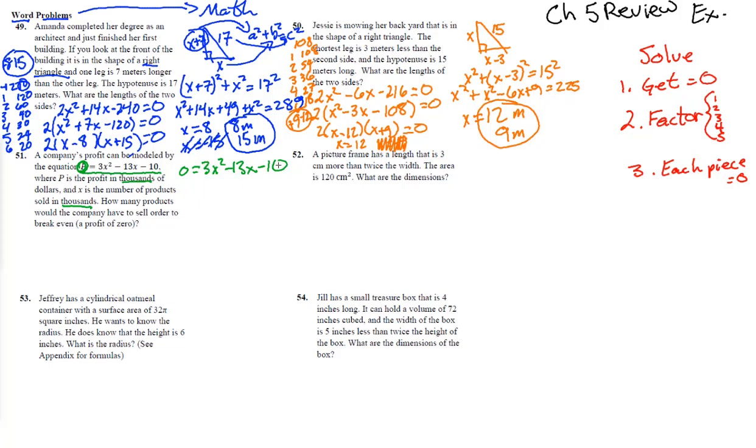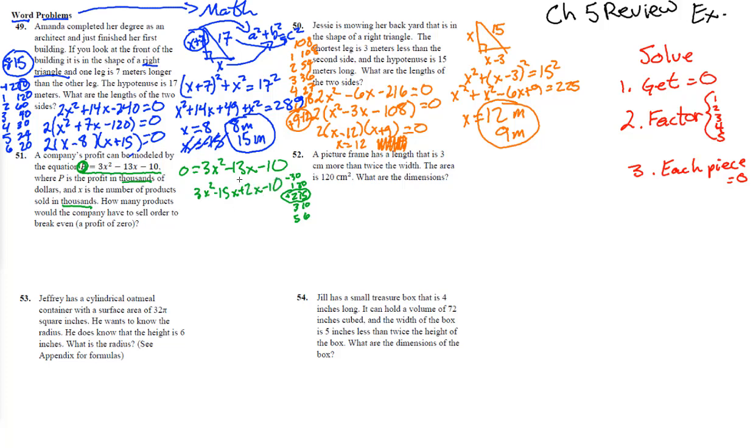Is there a greatest common factor in this one? Nope. It's a trinomial. Leading coefficient is 3, so we have to do the AC method. 3 times negative 10 is negative 30. That's 1 and 30, or 2 and 15, or 3 and 10, or 5 and 6. And which set of those would add to negative 13? Negative 3 and negative 10 would, but that would multiply to a positive 30. How about negative 15 and positive 2? Yes. So that's 3x squared minus 15x plus 2x minus 10.